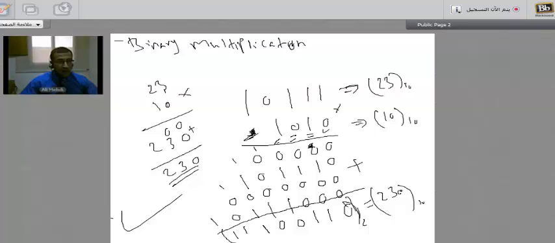What if we had a negative number? Let's start dealing with negative numbers. Up to this point, do you all understand? Up to this point, do you all understand? Okay, I hope you do.